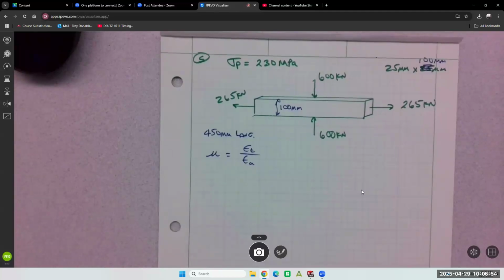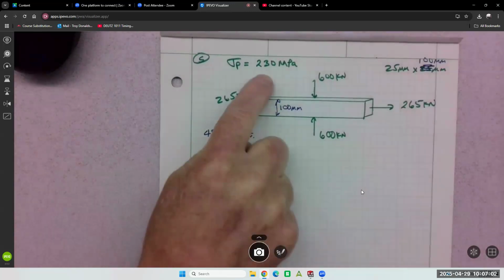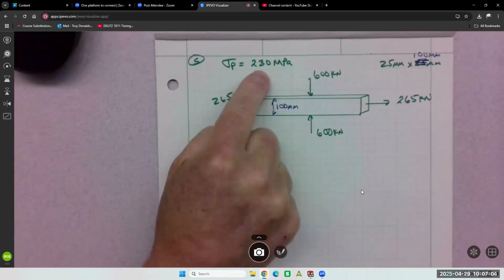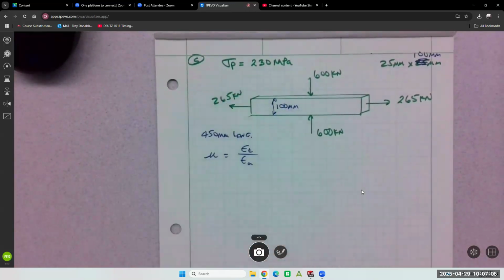I have a quick question. Is elongation the same as deformation? Yep, absolutely, same exact thing. So what's this? Proportional limit. It's not the breaking point, and it's not the yield point. It's the proportional limit.